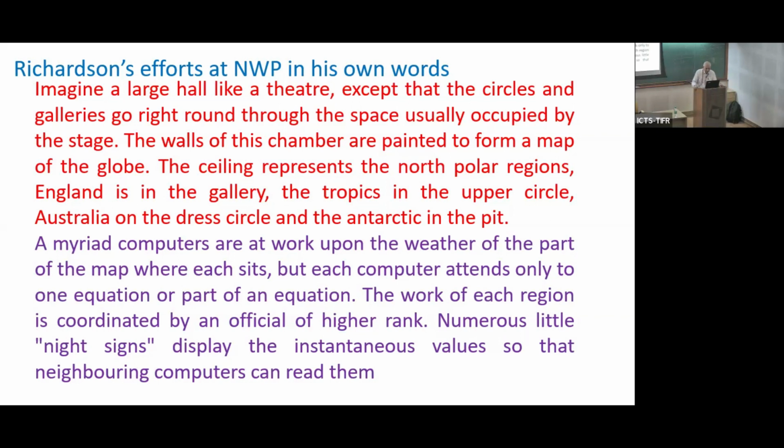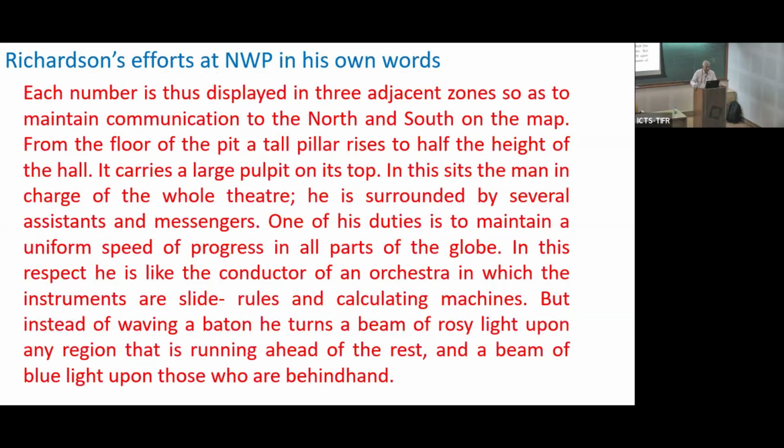The work of each region is coordinated by an official of higher rank. Numerous little light signals display the instantaneous value so that the neighboring computers can read them. So obviously there is a need for the state of the atmosphere, winds, temperature and humidity, at one place; the other person should be knowing that. Each number is thus displaced in 3 adjacent zones to maintain communication to the north and south of the map.